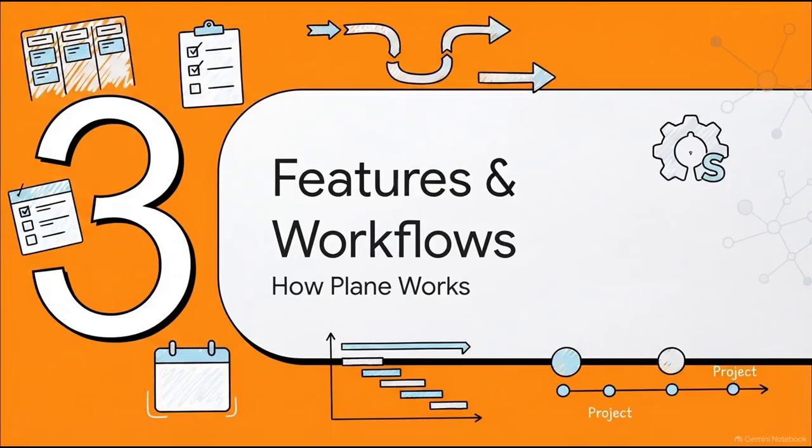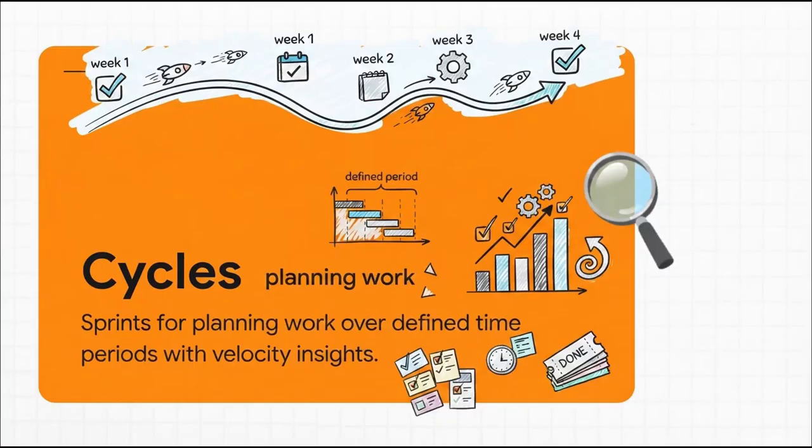Let's jump to Section 3, core features and workflows. First up, we have cycles. If you're coming over from Jira or standard Agile methodologies, cycles are basically just Plane's version of sprints. They let your team plan and track work over very specific, defined time periods. And what's really important here is that they provide built-in velocity insights, meaning you can see exactly how much work your team is actually knocking out week over week.